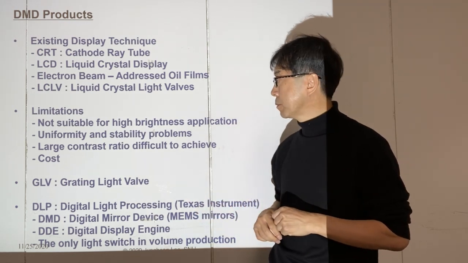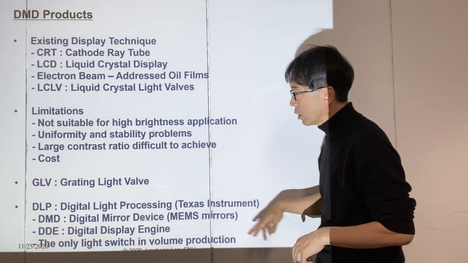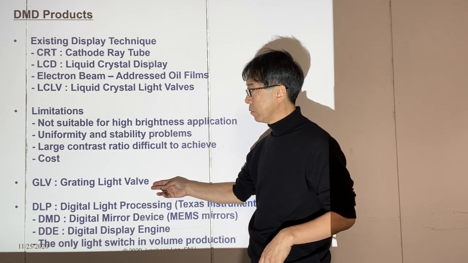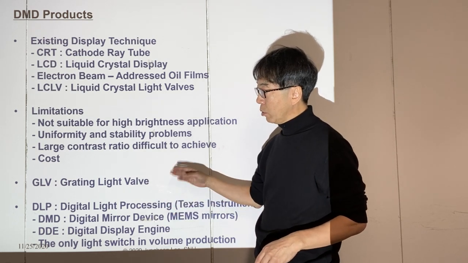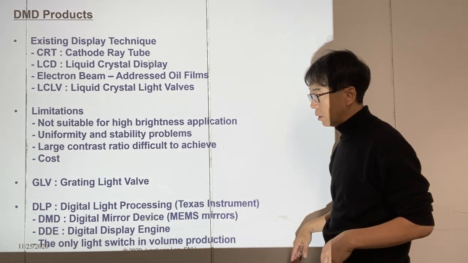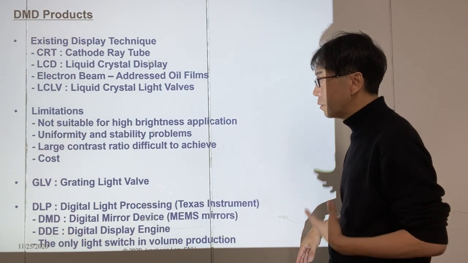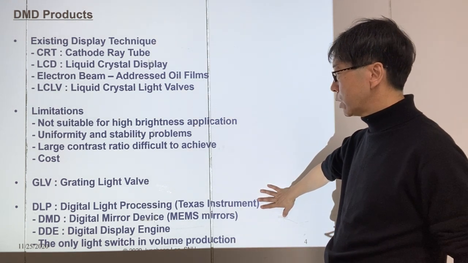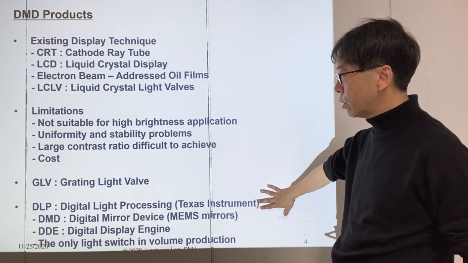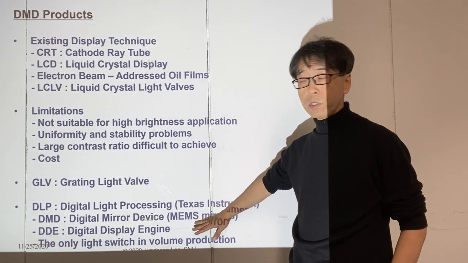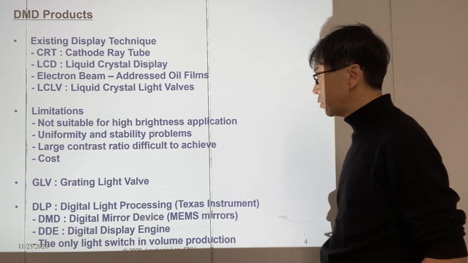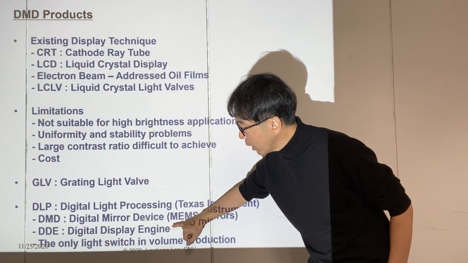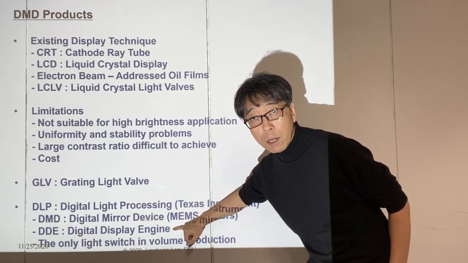That's the deal. And Sony used the grating light valve, as I said. But they don't produce a commercial market product anymore, I believe. And TI is using DLP, digital light processing technology, and they use a digital mirror device, which is basically enabled by multi-scale fabrication process. And their engine is called DDE, digital display engine. It is DDE they sell nowadays.